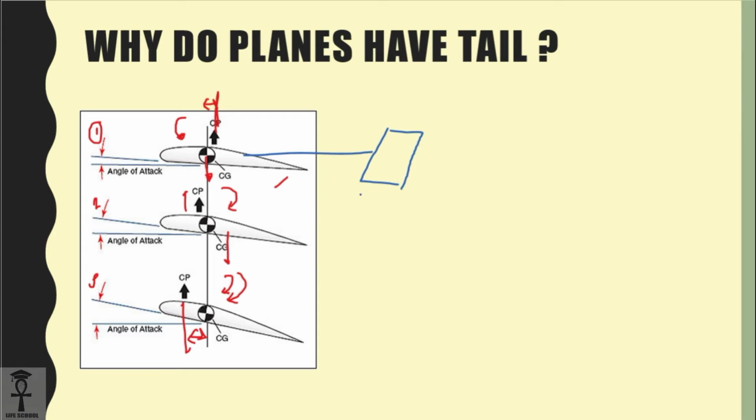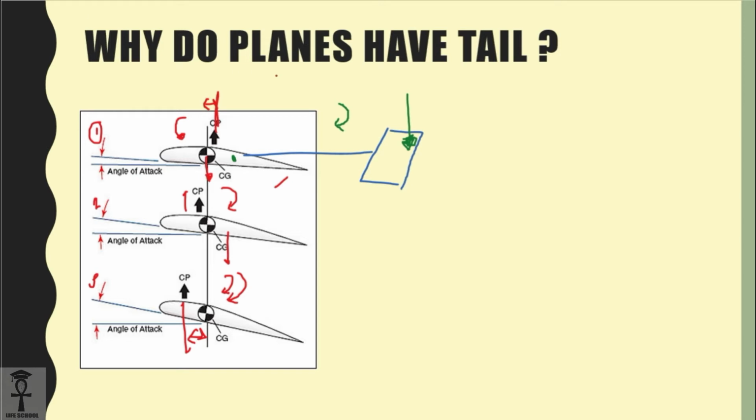A tail is defined for generating negative lift. So by negative lift, I mean it is going to have lift in this direction. This is the negative lift of the tail. Now this negative lift will be acting at this point, and it will be generating a moment which is in this direction.